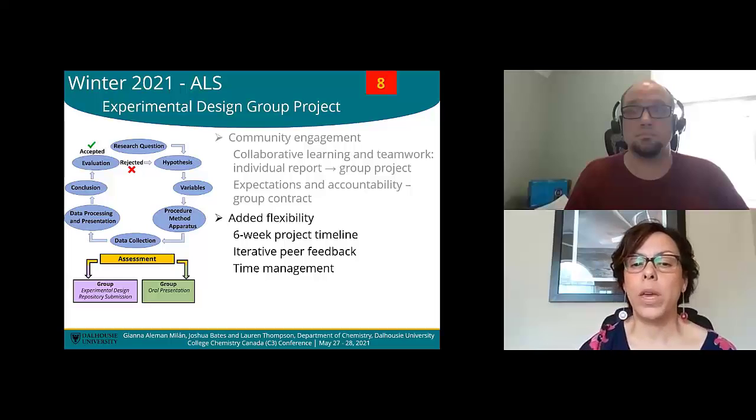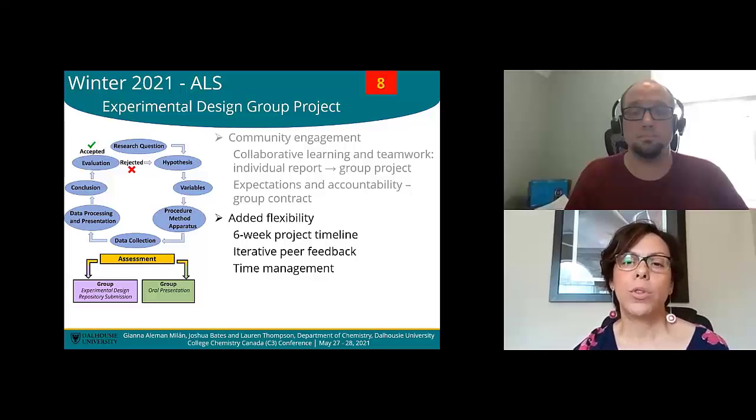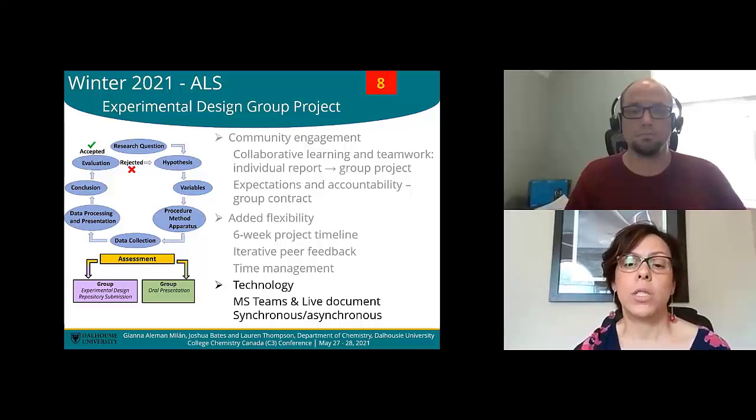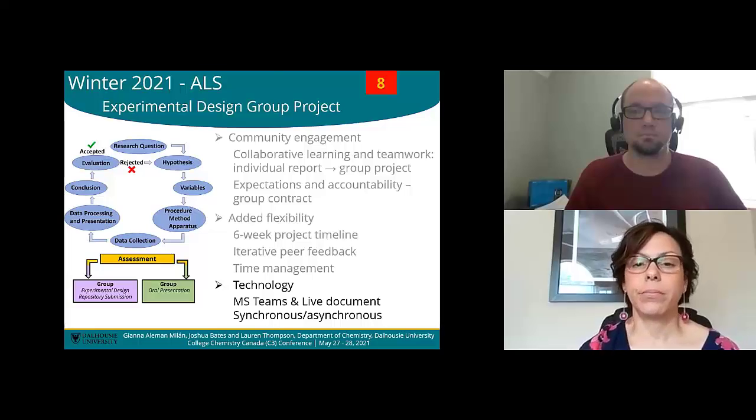We also added some flexibility to the timeline of the project. So we moved from 1 week to 6 weeks, and this created opportunity for 2 full rounds of peer feedback and made it easier for students to manage their time. Another thing that facilitated that management of time was the use of Microsoft Teams and the introduction of Microsoft Live documents for them to be able to work synchronously and asynchronously.